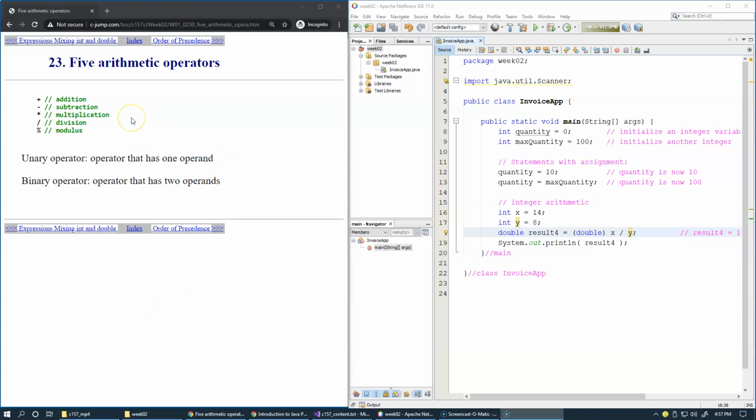So these are the five arithmetic operators for addition, subtraction, multiplication, division, and modulus. Modulus is also known as remainder.